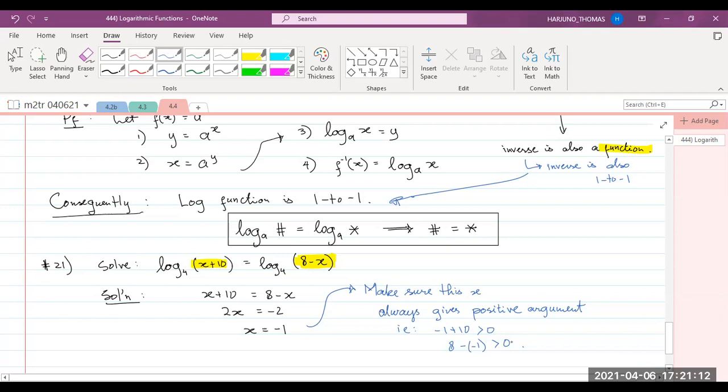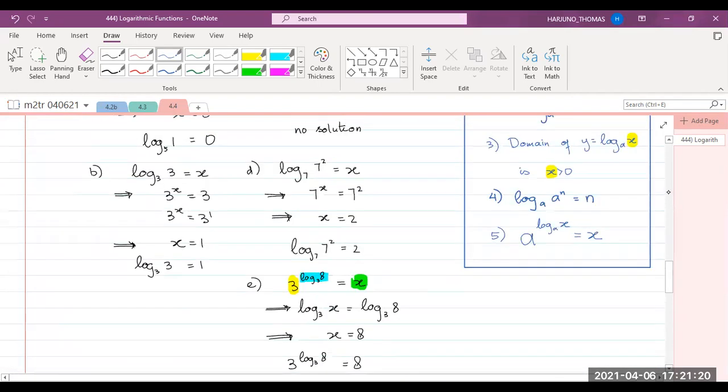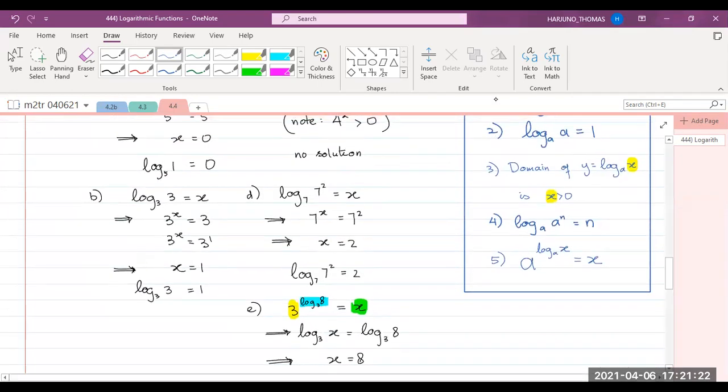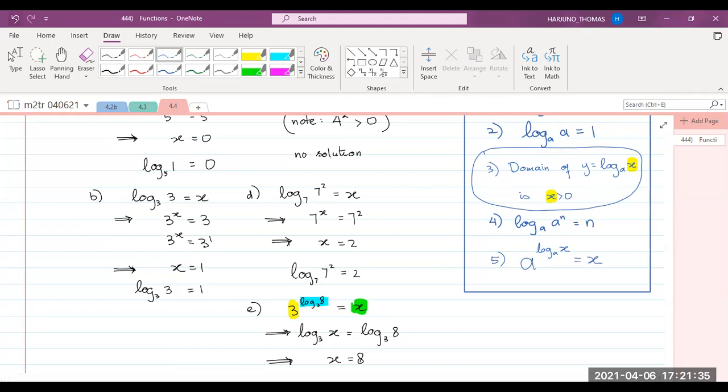Now, what happens if you get negative? Then you cross it out. It's not even in the domain of the log. Remember, that's basic property number 3. The domain of a log function, the argument of a log has to be positive. It cannot even be 0. Even 0 is not okay. It has to be strictly positive.